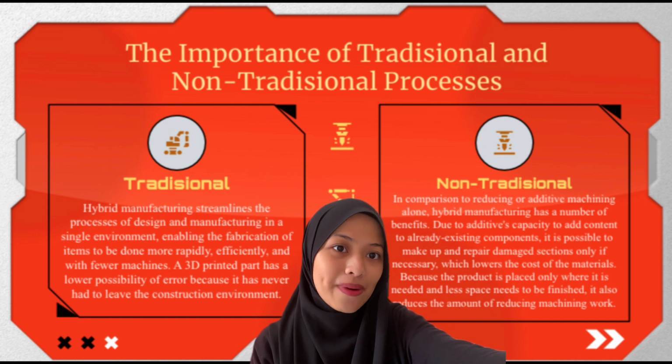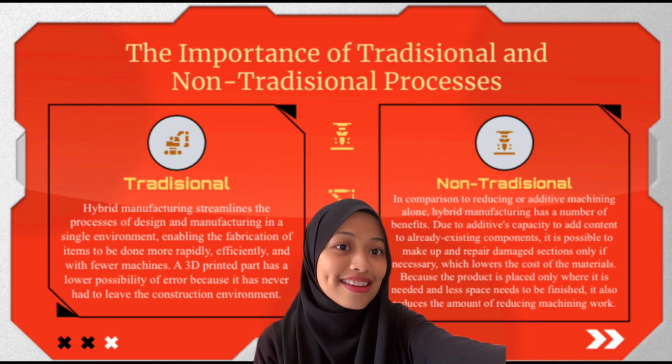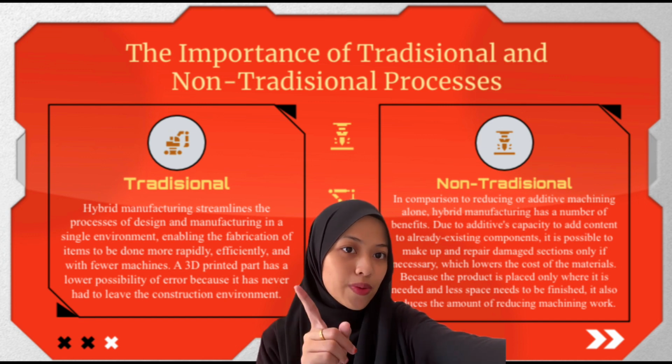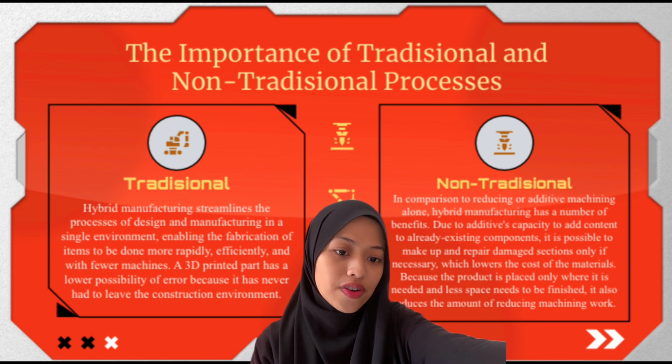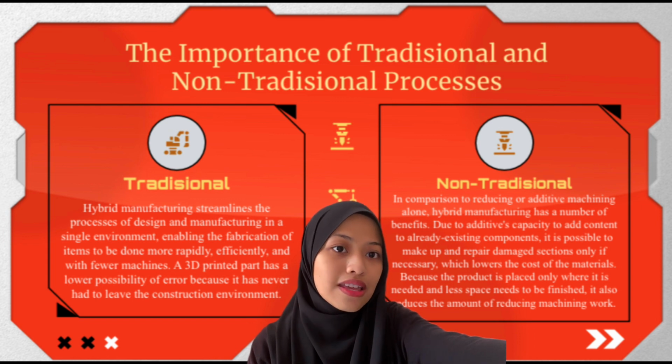Let's move on to my part, which is the importance of traditional and non-traditional processes. First one is traditional. Hybrid manufacturing streamlines the processes of design and manufacturing in a single environment, enabling the fabrication of items to be done more rapidly, efficiently, and with fewer machines. A 3D printed part has a lower possibility of error because it has never had to leave the construction environment.